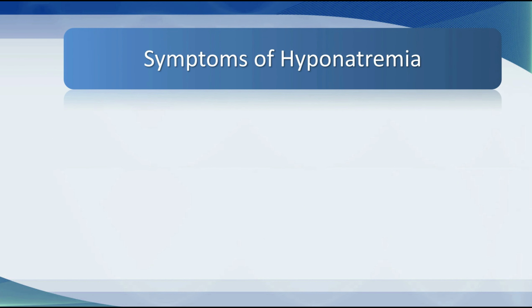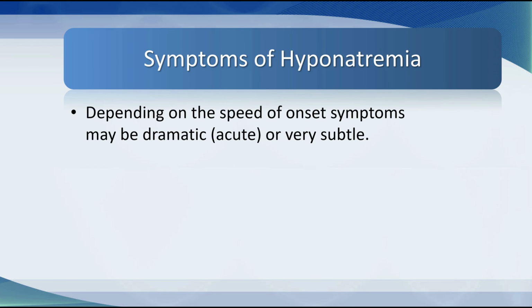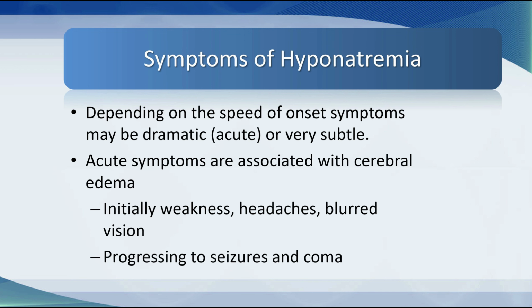When we talk about symptoms of hyponatremia, it really depends on the speed of onset, and these symptoms may be dramatic in the acute setting or very subtle. Acute symptoms may be associated with cerebral edema, so the patient may be initially weak, they may have headaches, there may be blurred vision, and then this gradually progresses to seizures and coma. So if the patient comes in having collapsed or having had seizures, a lot has happened and that patient is very vulnerable to a brain injury.